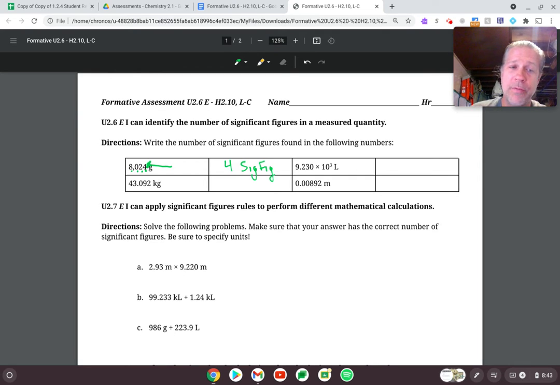I'm going to go down. So 43.092. There is a decimal, so I'm going to come in from the right and count everything after. 1, 2, 3, 4, 5. So that one has 5 sig figs.